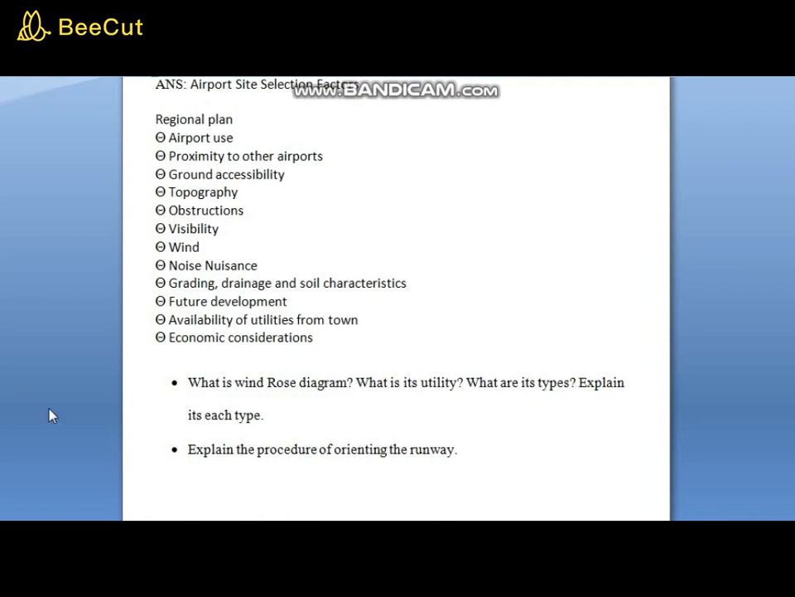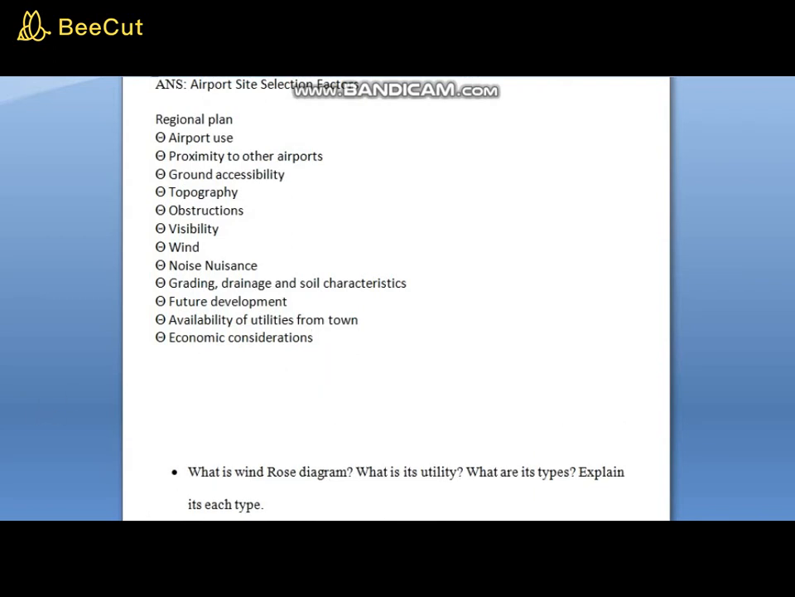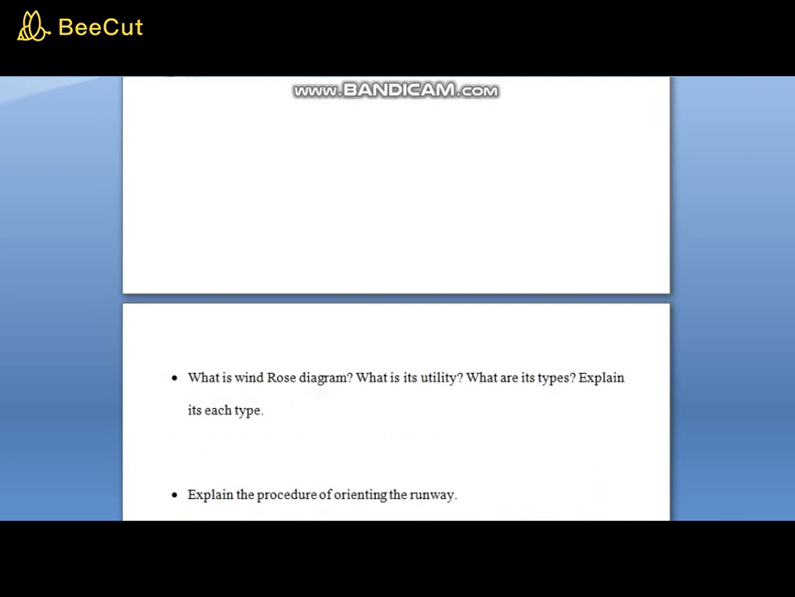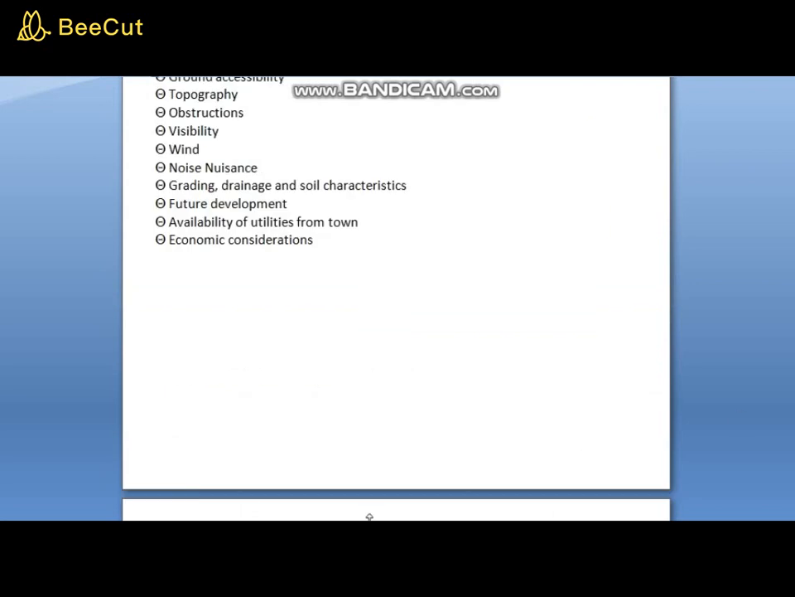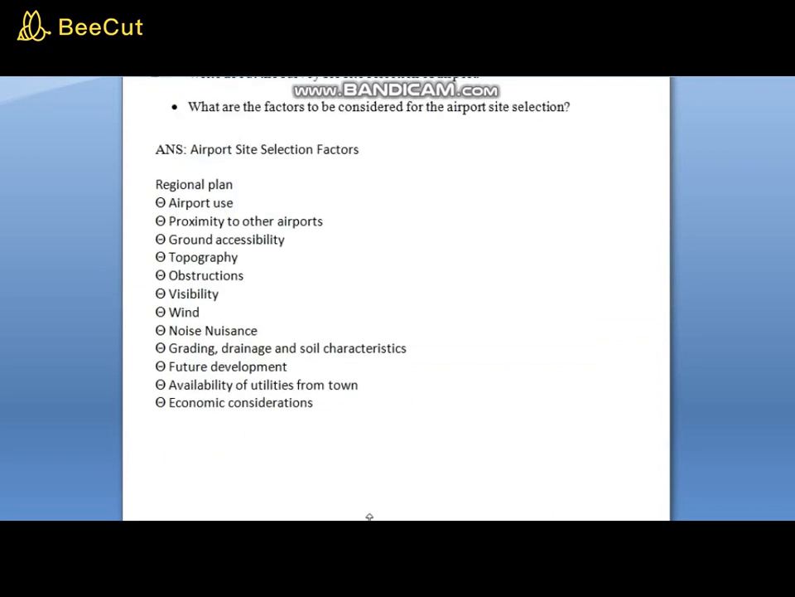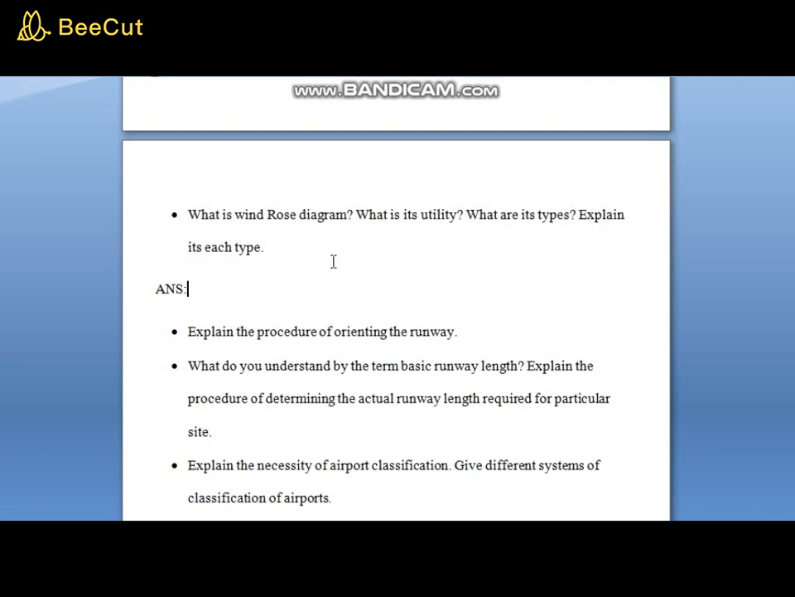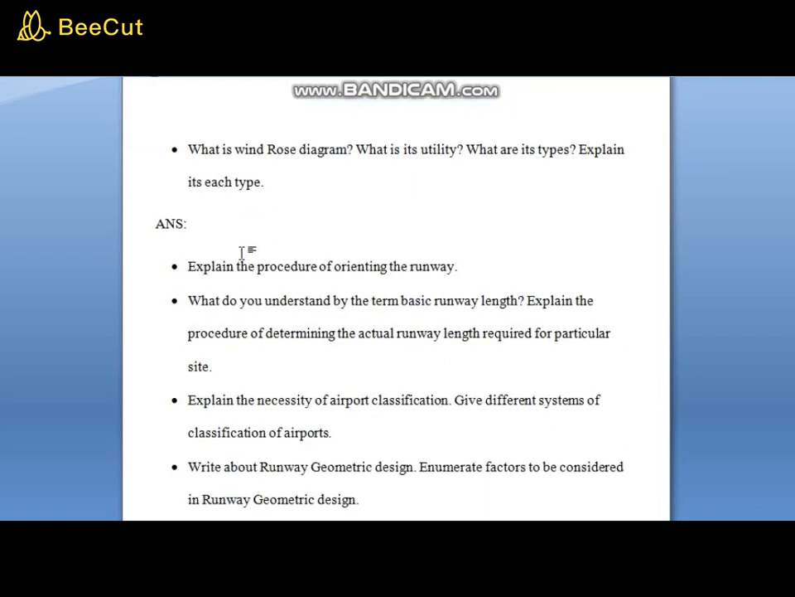Okay, so let's go towards our next question, that is nothing but Windrose diagram. What is Windrose diagram? What is its utility? What are its types? Explain each type. This was about factors considered for airport site selection. Now we're gonna see the answer to what is Windrose diagram, what is its utility, what are its types, explain its each type. Look into this answer now.